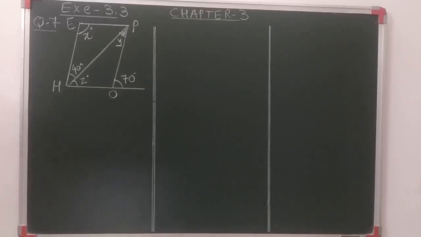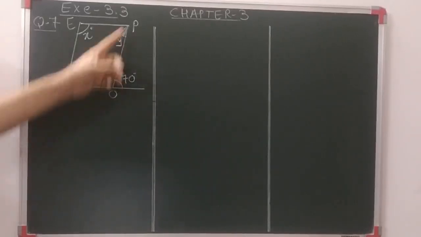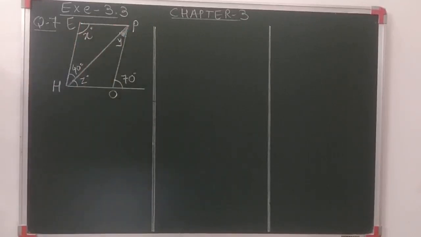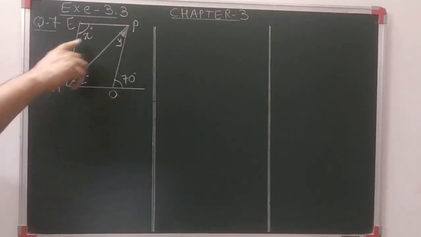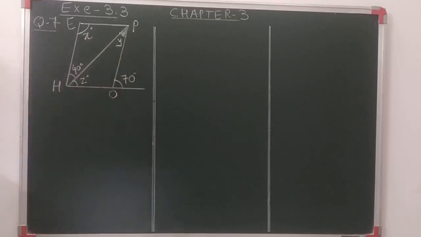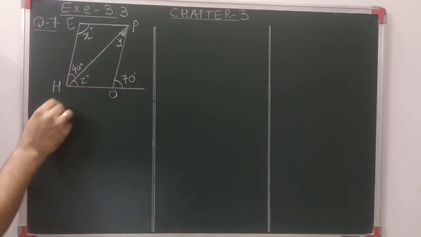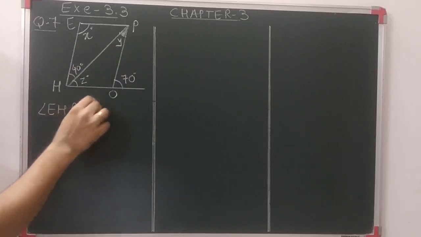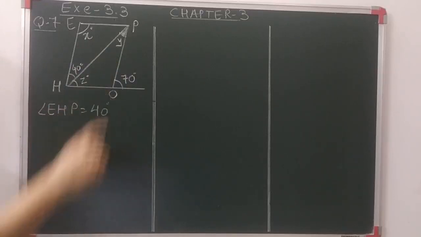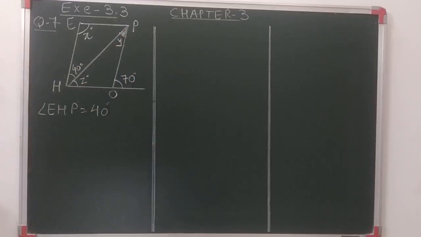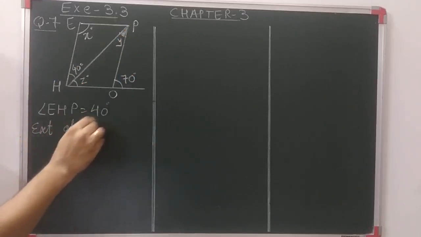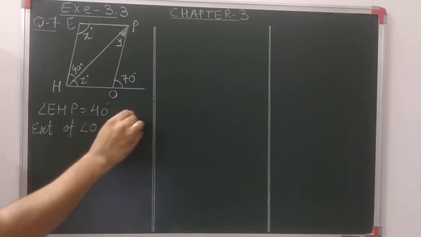Let us see this question, it's a good one. It is said that HOPE is a parallelogram, and we have to find out the value of x, y and z. Two angles they have given here. One is angle EHP, that is 40 degrees, and another is the exterior angle of O, that is 70.